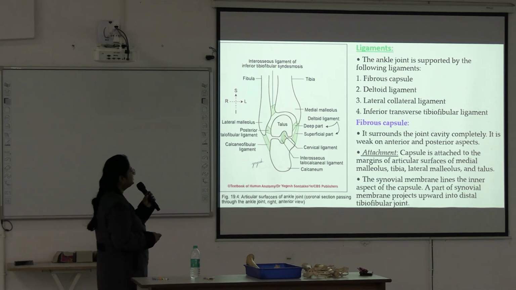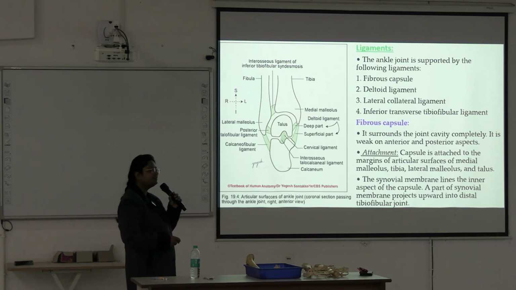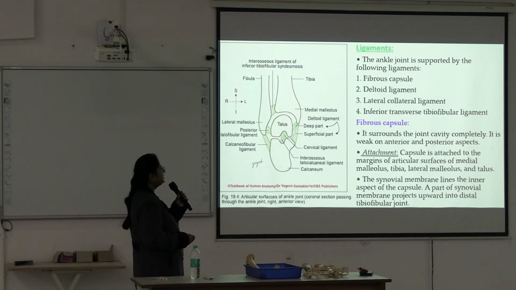So the ankle joint is supported by the following ligaments: fibrous capsule, deltoid ligament, lateral collateral ligament, and inferior transverse tibiofibular ligament. So first we will discuss the fibrous capsule. It surrounds the joint cavity completely and it is weak on the anterior and posterior aspects.